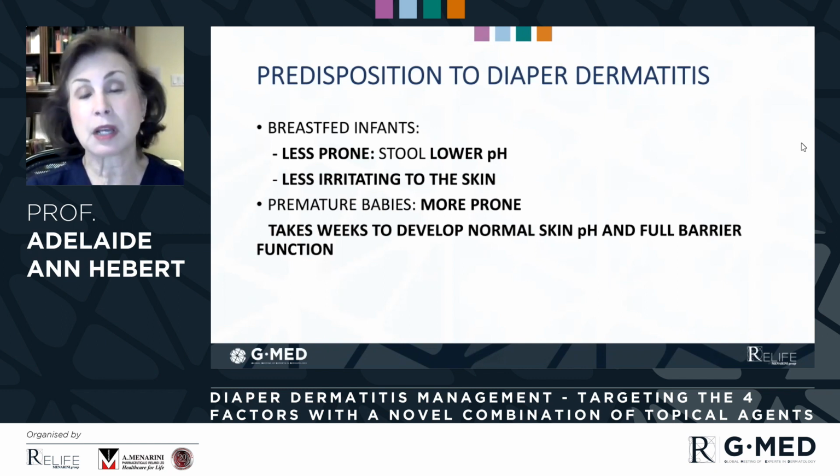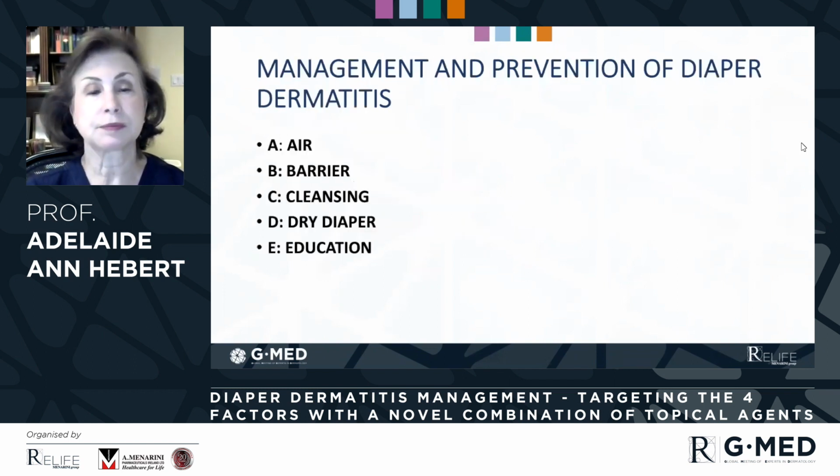Premature babies, because of the immaturity of the skin, are more prone to diaper dermatitis. As we know, it takes weeks to develop a normal skin pH and a full barrier function. There are key elements in the management and prevention of diaper dermatitis.